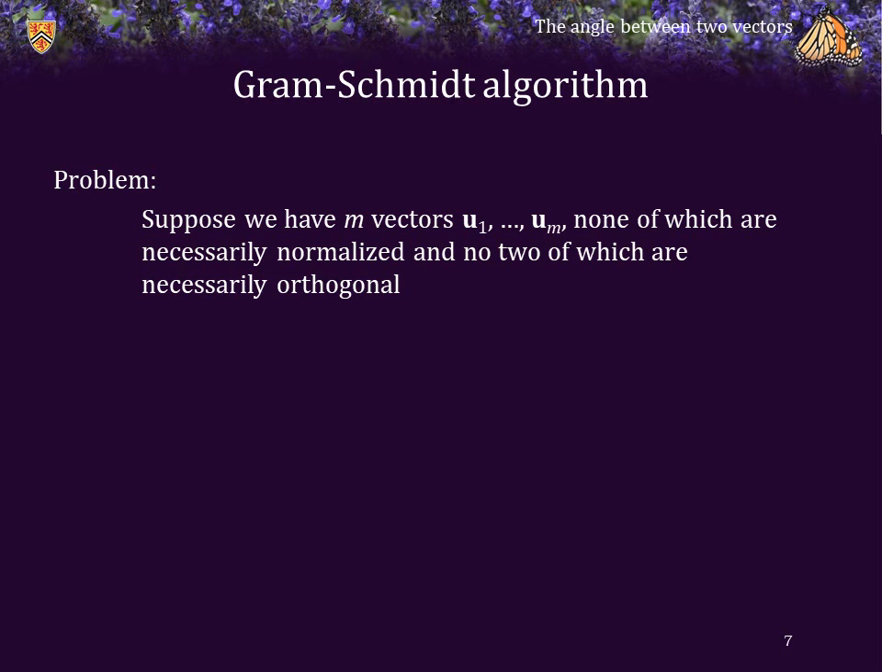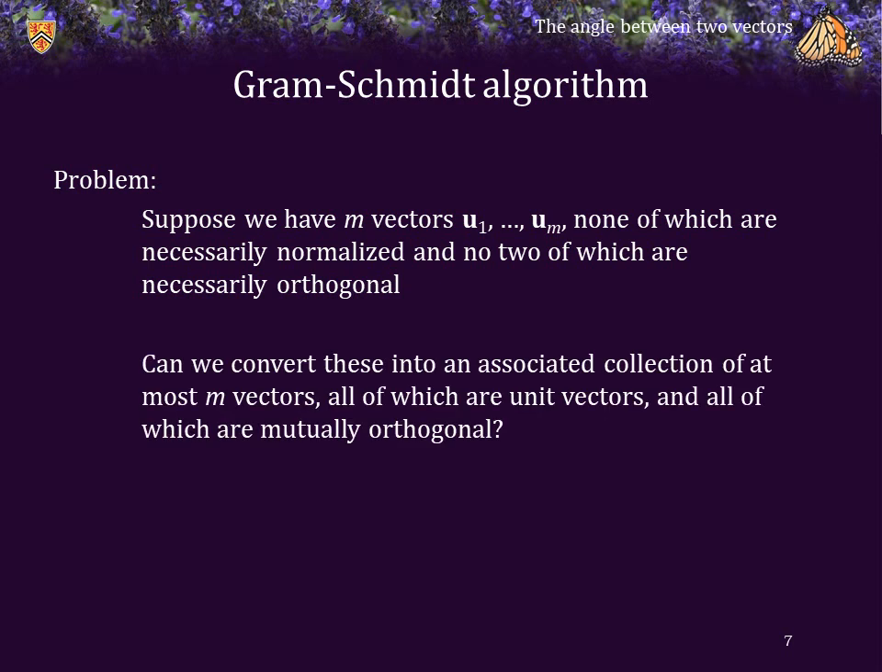Now, suppose that we have m vectors, u1 through um, none of which are necessarily normalized, and no two of which are necessarily orthogonal. Can we convert these m vectors into an associated collection of at most m vectors, all of which are unit vectors and all of which are mutually orthogonal? For this, we do have such an algorithm, and it is called the Gram-Schmidt algorithm.